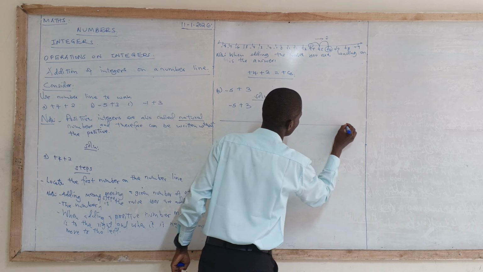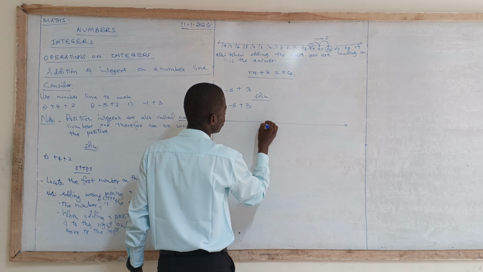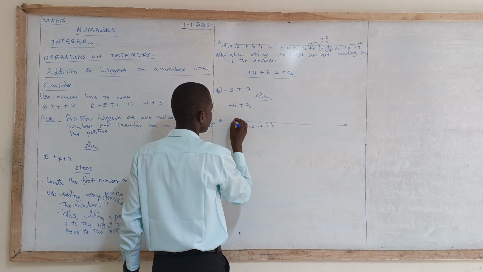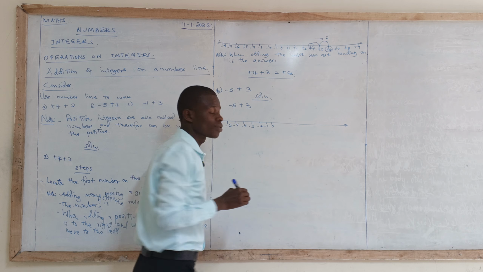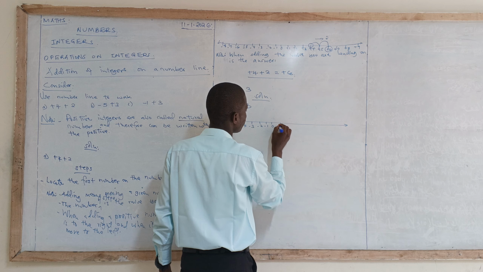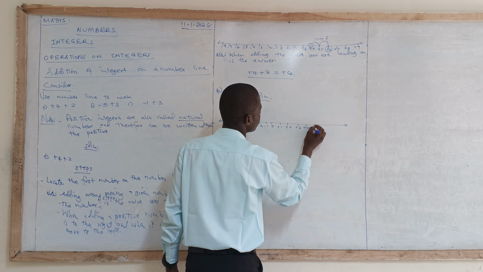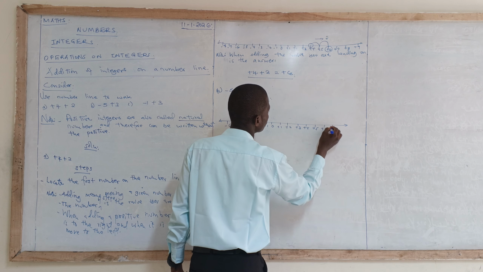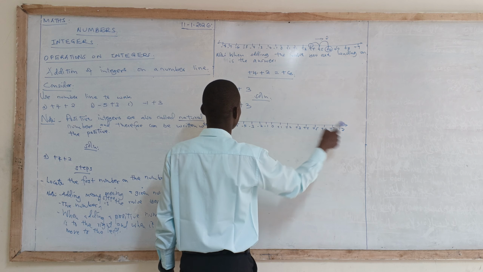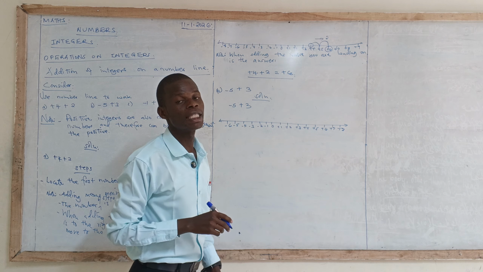First step, we know, draw a number line. Here we have 0. Negative 1, negative 2, negative 3, negative 4, negative 5, negative 6. I hope you are following. Here we have positive 1, positive 2, positive 3, positive 4, positive 5, positive 6, positive 7, positive 8. Good.